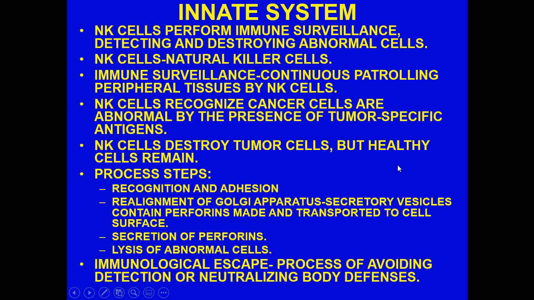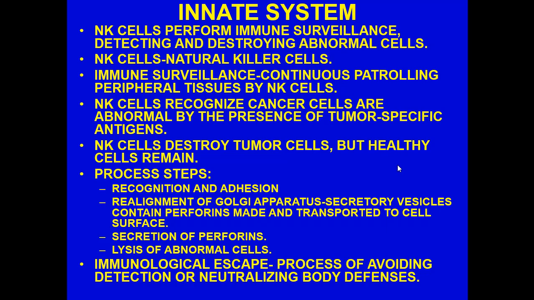Let's talk about NK cells because they are part of this immune surveillance and detection and destroying abnormal cells. So they're part of the innate system. Natural killer cells participate in the immune surveillance, which we've talked about. It's continuous patrolling of peripheral tissues by NK cells. They can recognize cancer cells, and cancer cells are abnormal, usually by the presence of tumor-specific antigens. NK cells will destroy tumor cells but leave healthy cells remaining.